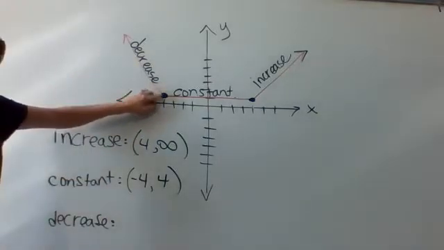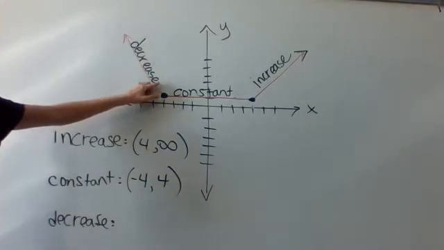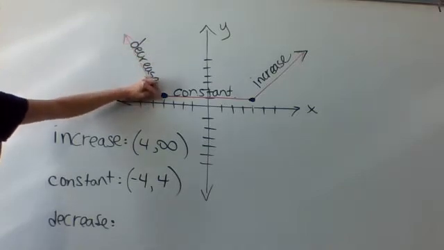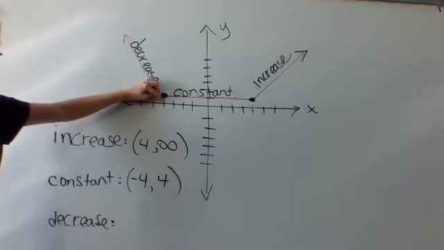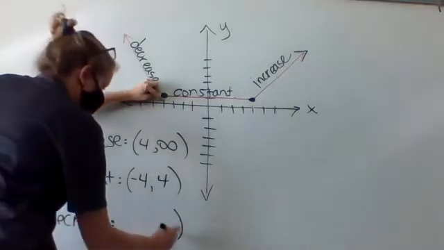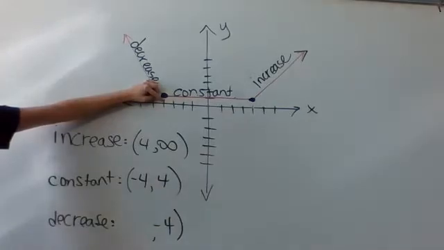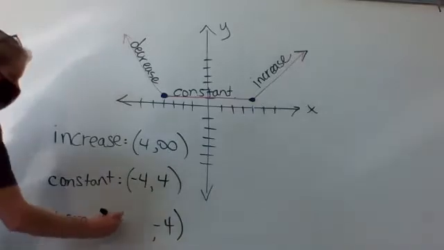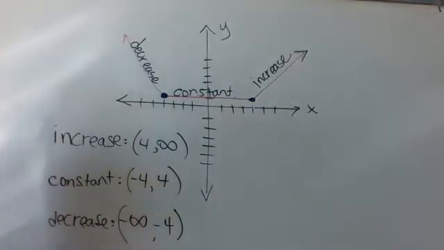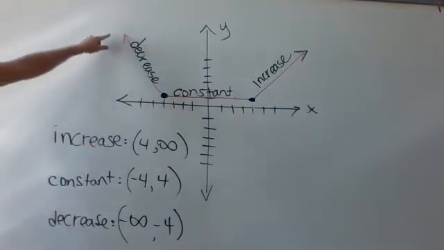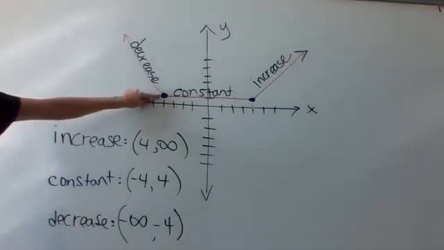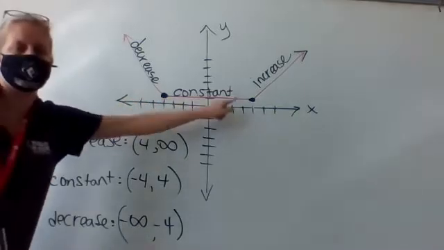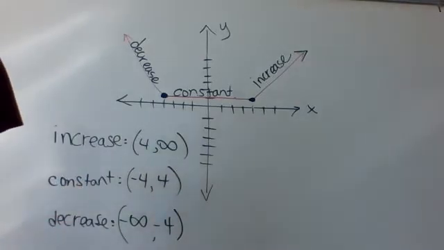And then the decrease. Here's my decrease interval. This one's a little bit trickier, because this -4 is where it what? Where it stops decreasing, right? That's its end. So it ends at -4. What does an arrow going this way mean it's going to? Good, negative infinity. So it starts at negative infinity. Then it keeps decreasing, decreasing, decreasing until it gets to -4. So -4 is its stopping point, because then it goes constant. So those are your 3 different sections.